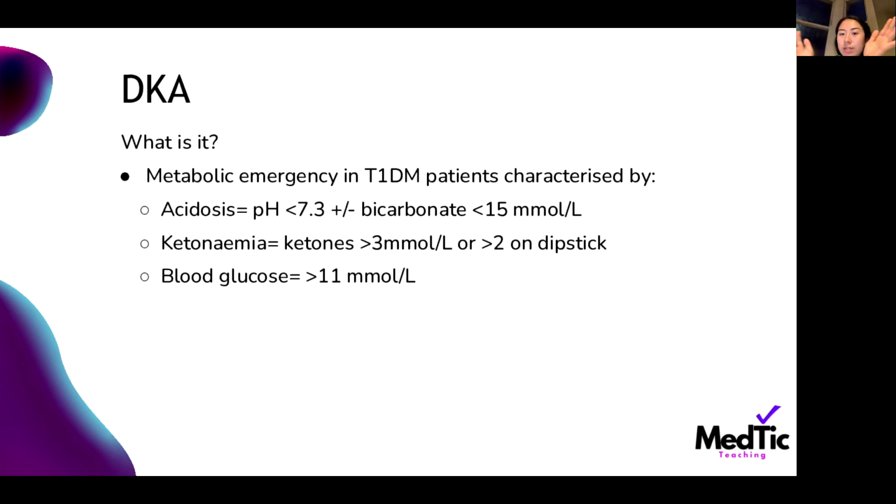So I know you'll know DKA very well at this point, but I think it's an important one to have at the forefront of your mind and to know the criteria very well. Have these figures in your mind. The clue's in the name. Diabetic, associated with type 1 diabetes. Ketones, so there needs to be ketones 3 in a gas or 2 and above on a urine dipstick. There needs to be acidosis, so a pH of less than 7.3 and a bicarb of less than 15. And the blood glucose also needs to be high, so above 11.